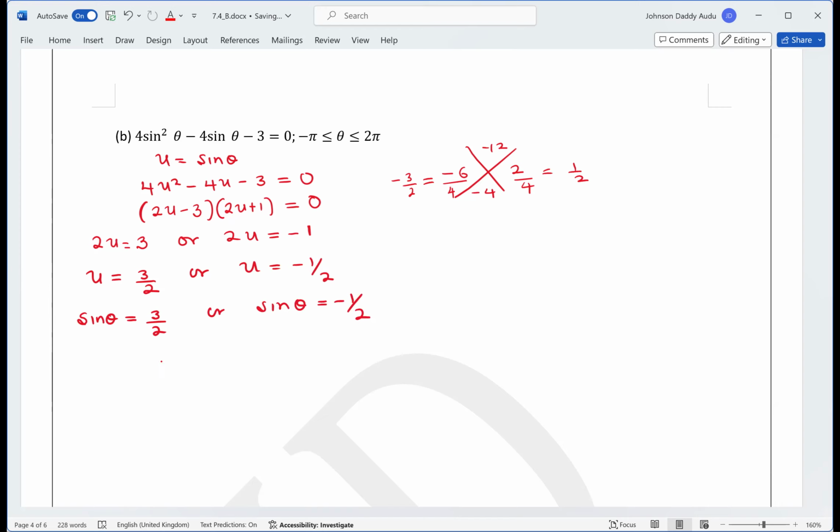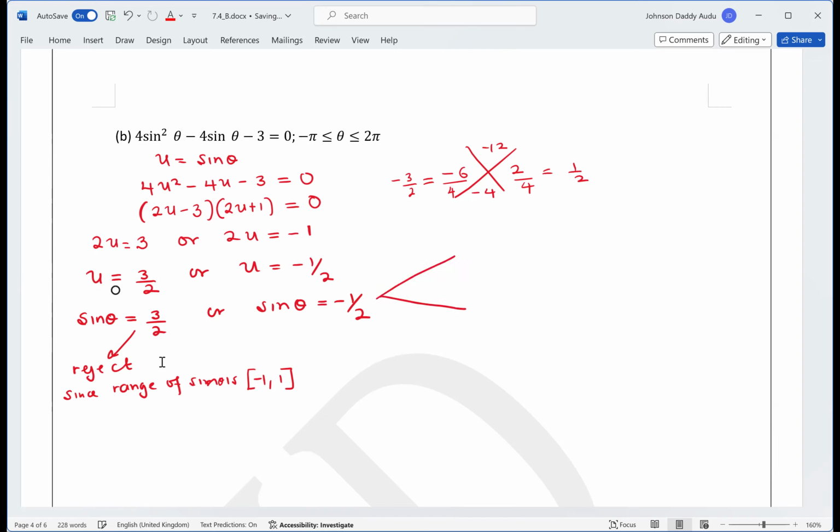Now, this clearly is going to be rejected. Why are we rejecting it? Since the range of sine theta is minus 1 to 1, sine theta cannot be greater than 1. All right, so we reject this one, and we have only this case to deal with.